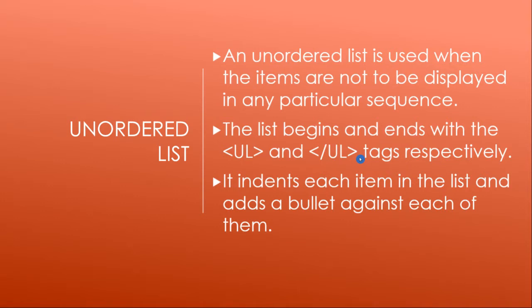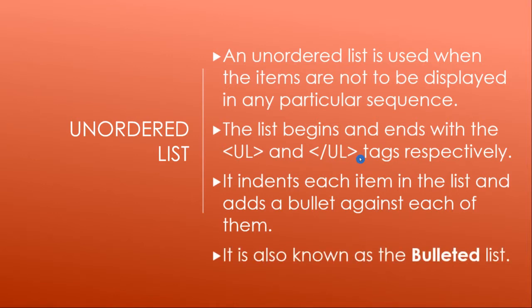So that is the unordered list, and the tag for the unordered list is ul, with an open tag and a close tag. As it has an open and close tag, it is a container tag. It is also known as a bulleted list. The other name of unordered list is bulleted list. Next, let me explain the list items tag, li, list items.